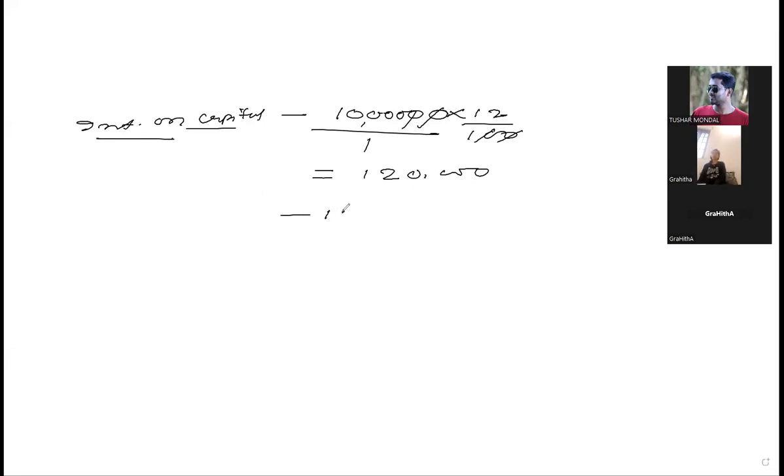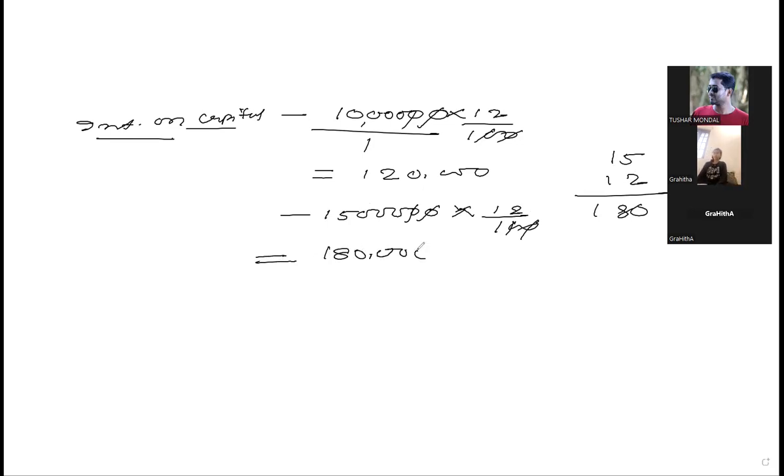Second was 15 lakh, for the full year. So 15 lakh into 12 by 100. That will be 12 into 15. How much will be there? Check once. 12 times 15 is 180. So 1 lakh 80,000. So 1 lakh 80,000 and 1 lakh 20,000.